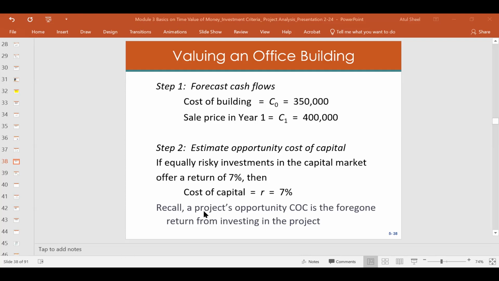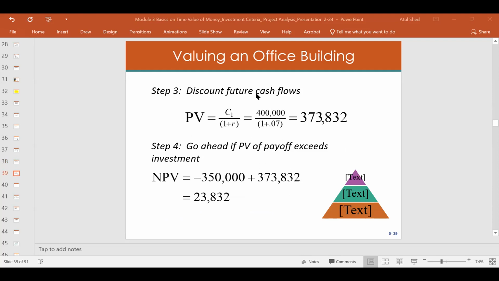So recall that a project's opportunity cost of capital is the foregone return from investment in the project. So 7% is the cost of capital. 350 you're investing today, 400 you're getting tomorrow, right? So then you discount the future cash flow of $400,000 by 1.07 to the power 1. So today's dollar, if you get 400,000 at the end of year 1, today it is worth $373,832. So the question is, in today's dollar, what you get tomorrow is $373,000, and today you invest $350K. So it's a positive NPV project.